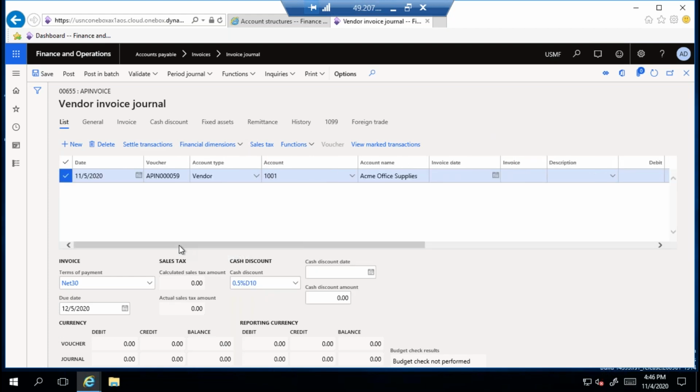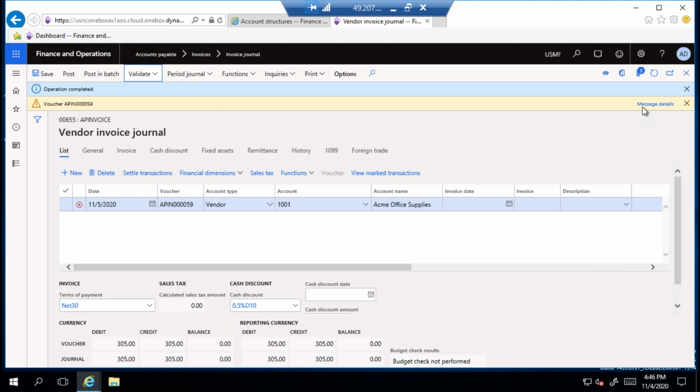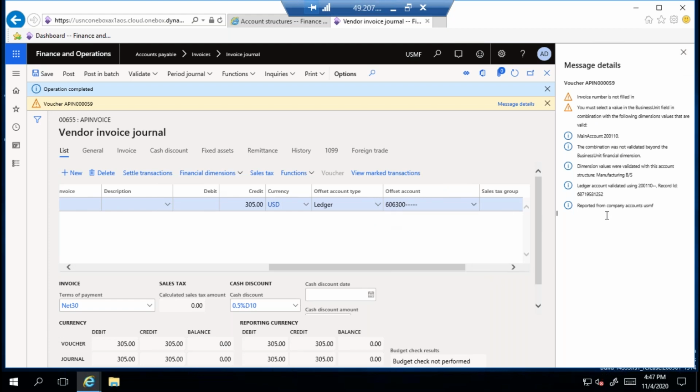I have entered something. Now if I click validate, it will validate the accounting structure. So let me show you the messages. It is telling you must select a value in the business unit field. It is speaking only about 200110, that is the vendor related account. But it is not explaining anything about 606300. It is not throwing any error or warning message related to 606300.